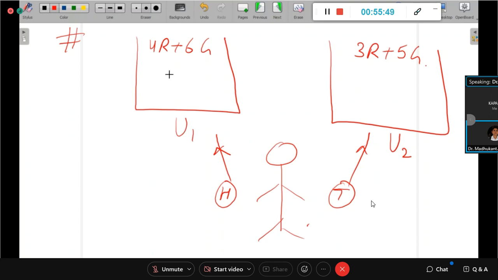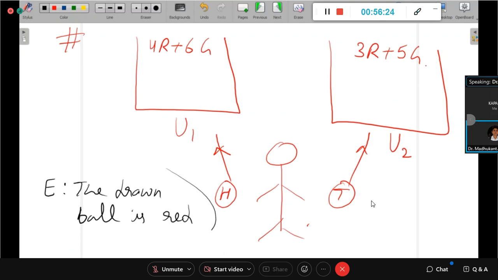You understood the situation? Now you have two urns which have some red and green balls in each case. You are flipping a coin first. And if you are getting head, you are going to urn 1. If you are getting tail, you are going to urn 2. And then draw a ball. Now you are interested in the probability that the drawn ball is red.